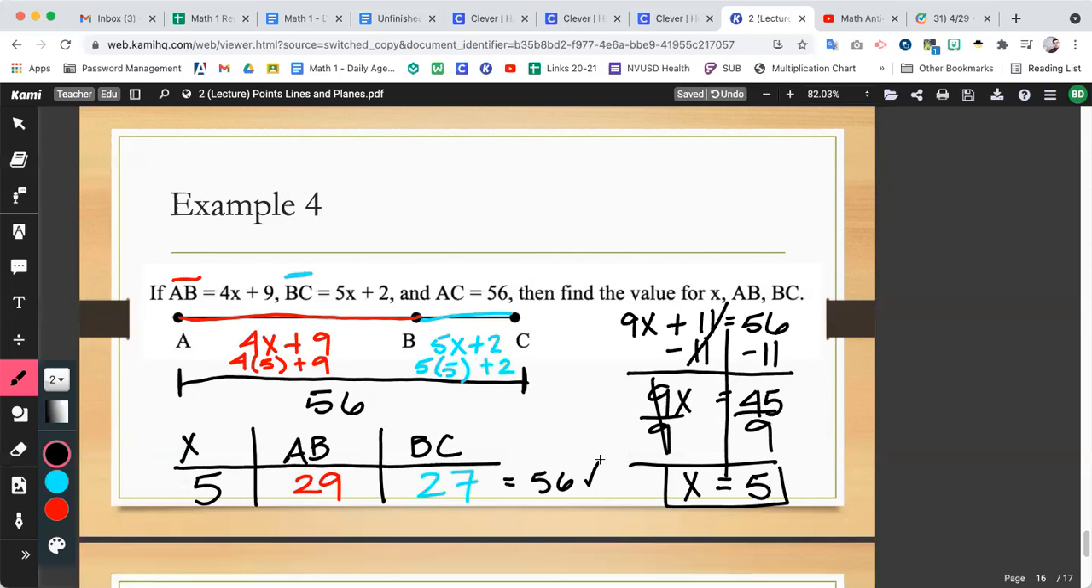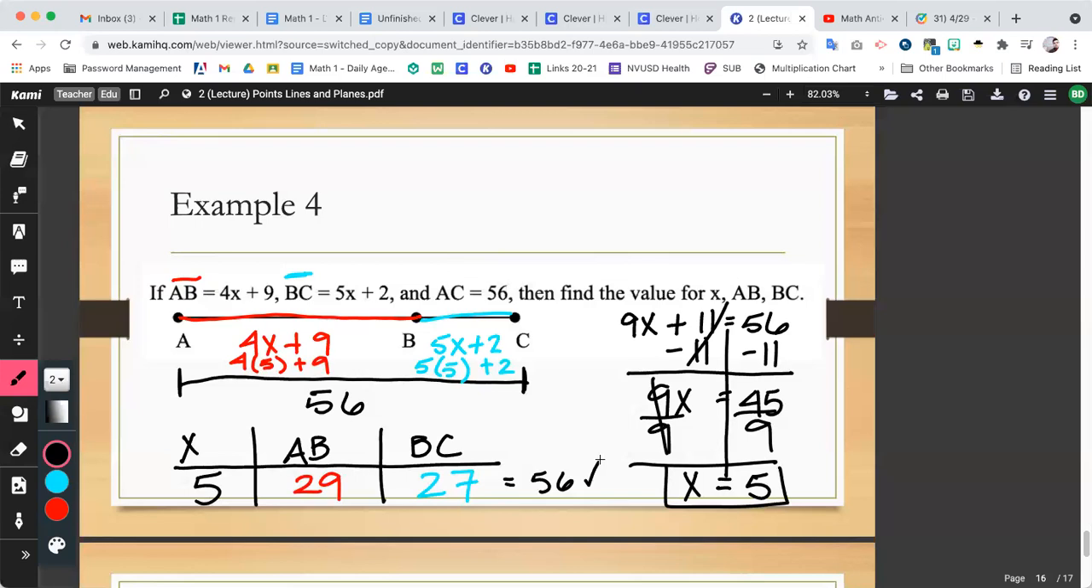Okay. Now, not every problem is going to have 3 steps at the end. Most of the problems are just going to say find x. But there are problems where you have to find x and then plug it back in so that you can actually solve for the length. Okay. Any questions about example number 4? Okay, we got one more example.